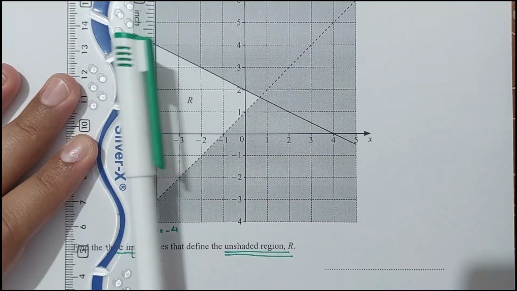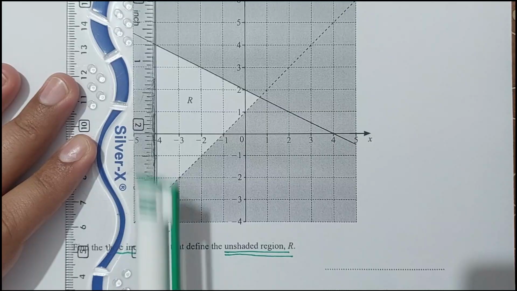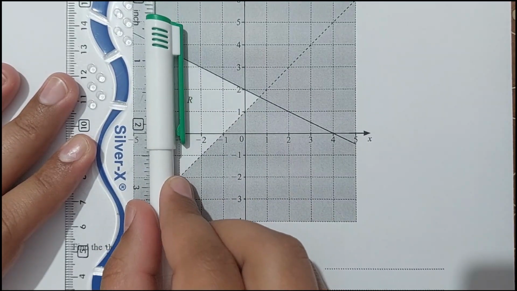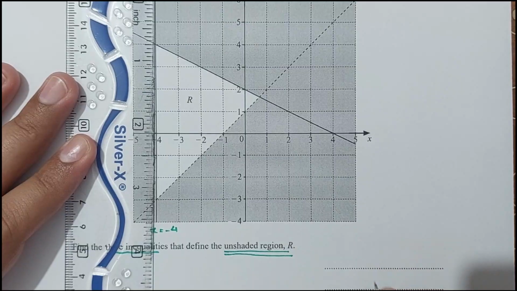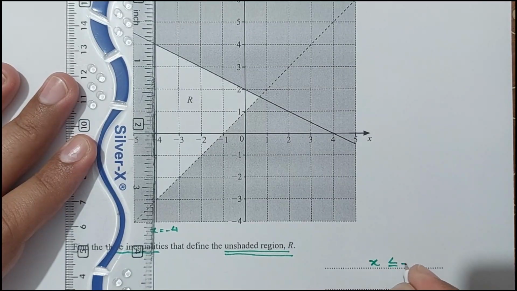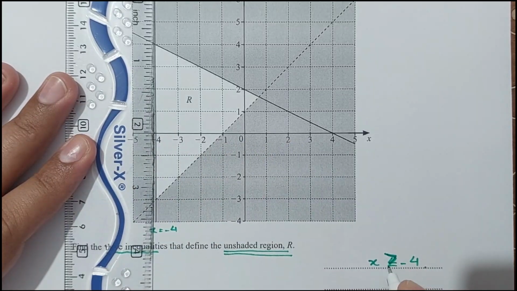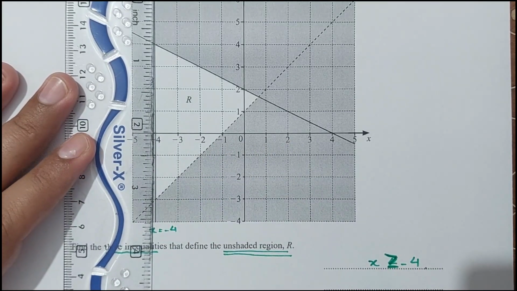And this is equality, yes. So the unshaded region is when the x values are -4 and less than -4. So the first inequality is x is less than or equal to -4. Sorry, these are the more values. X is greater than or equal to. I messed up. I'm very sorry for that.